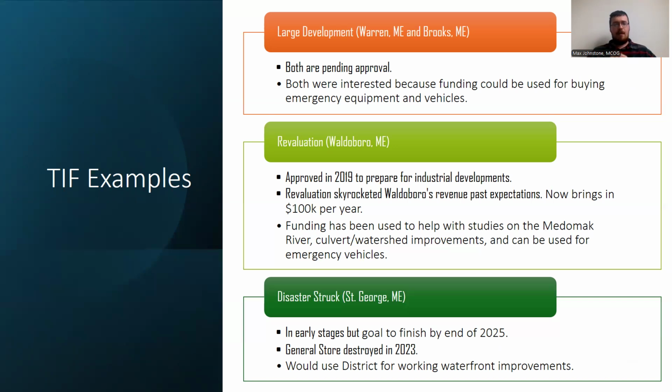And then there is disaster striking. I'm sure those of you who paid attention know that in the end of 2023, the general store unfortunately burned down in St. George. And the select board was very interested in working on creating a TIF district because right now the value of that parcel is at its lowest. It's just the land. So by creating a TIF district while reconstruction is underway, the town will actually be able to capture the entire value of that building if it is done before the construction's completed.